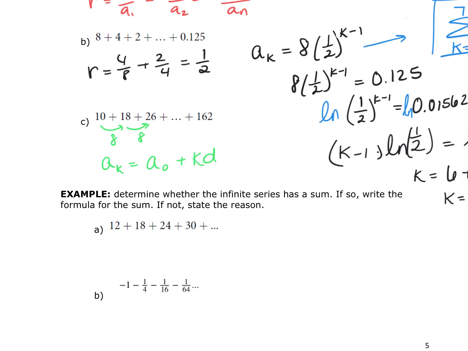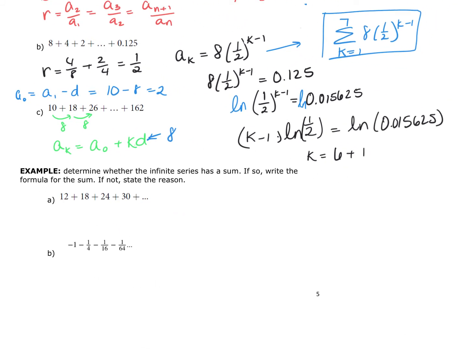We happen to know what d is. D happens to be 8, so this is 8. And then I just have to figure out what a sub naught is, and the way I do that, if you remember from our previous sections, is a sub naught is going to be a sub 1 minus my difference, so it's going to be 10 minus 8, which is 2. We like that.